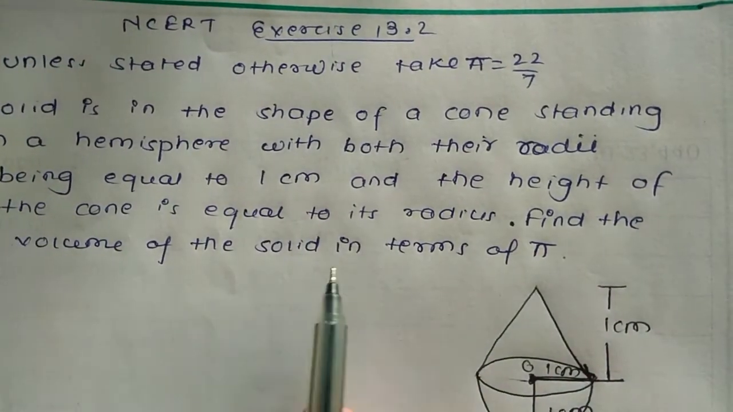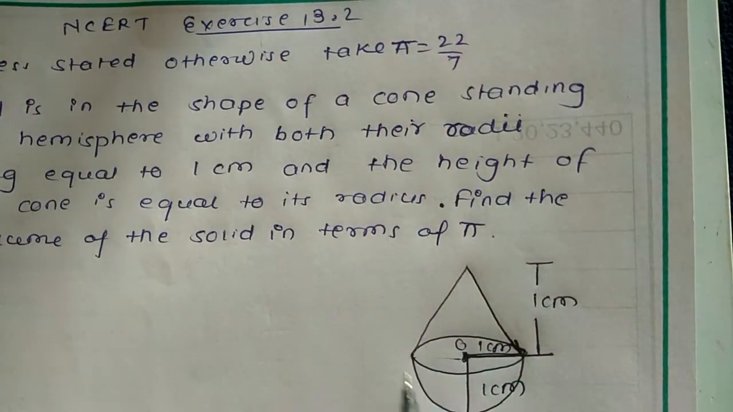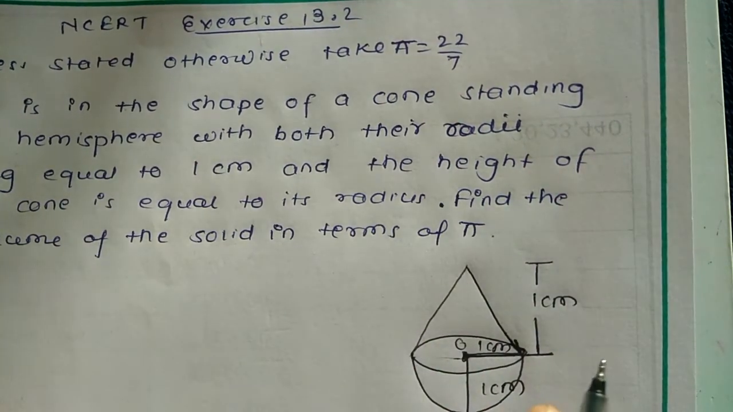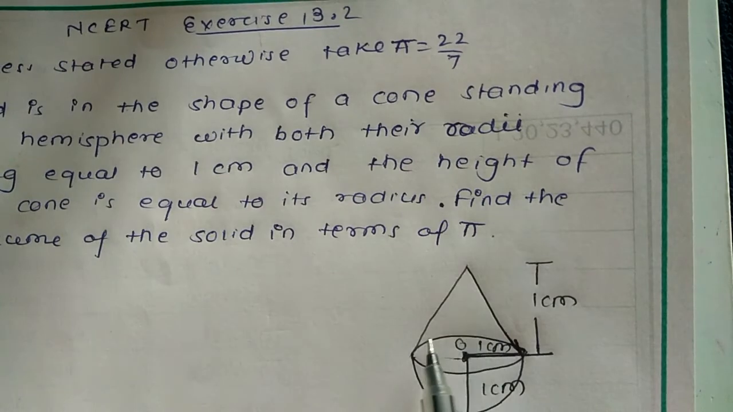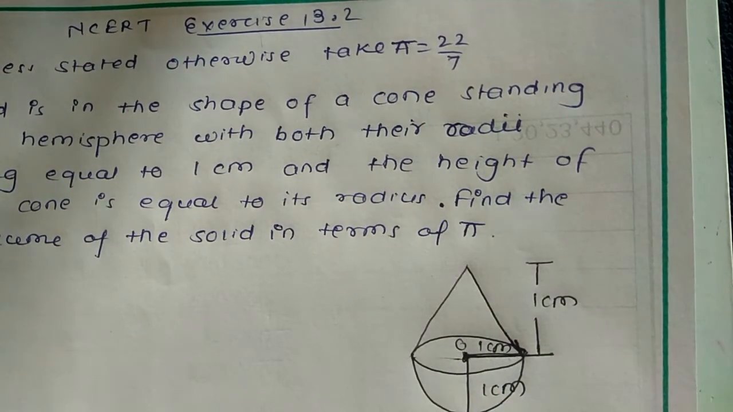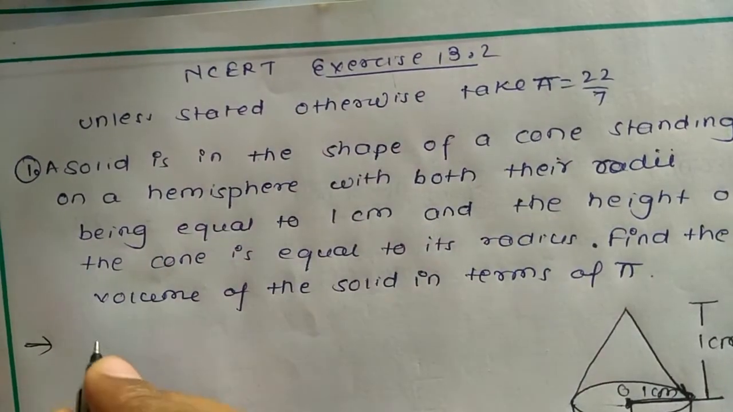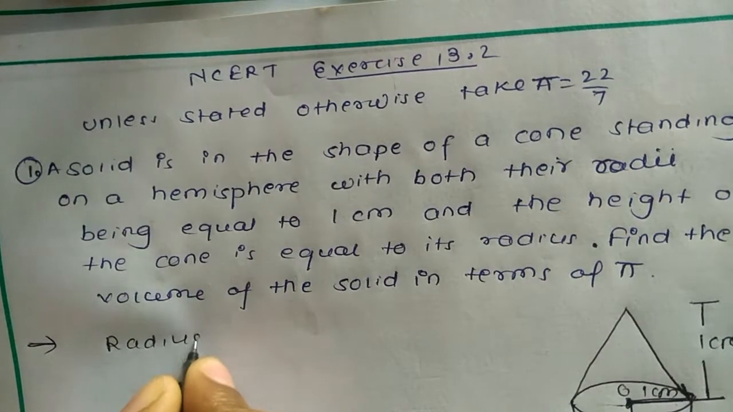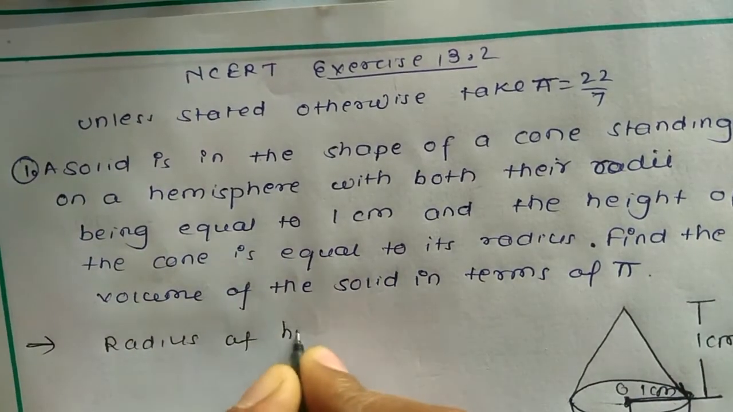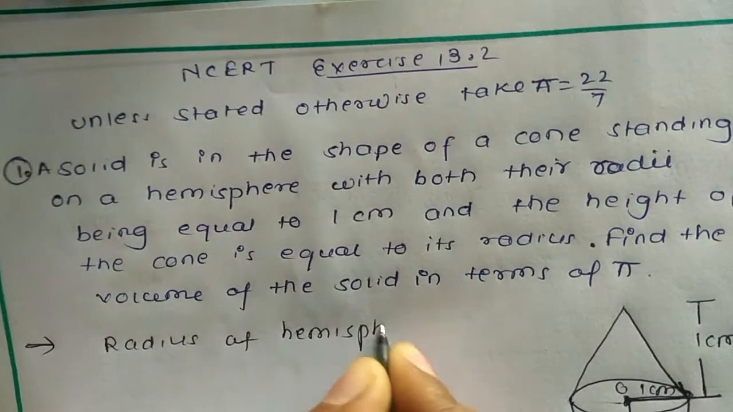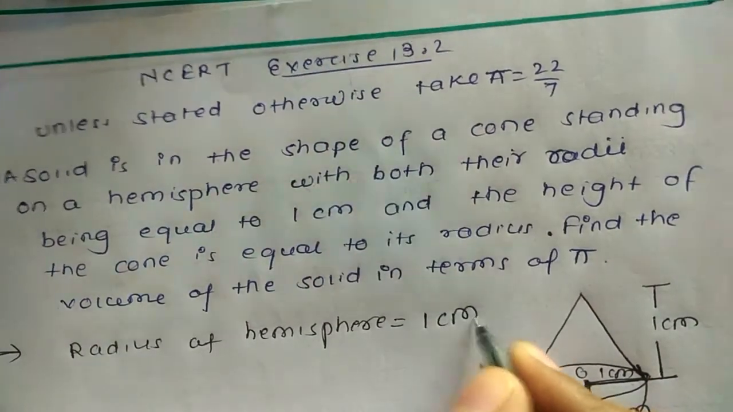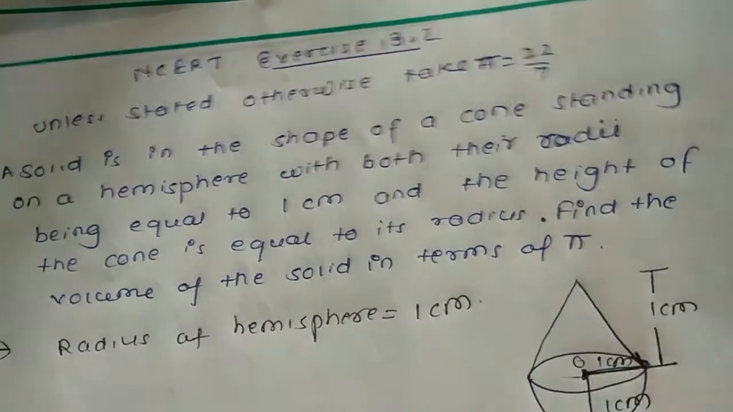Find the volume of the solid in terms of pi. So this is the final solid, and we have to find its volume. What we need to do is find the volume of the cone and the volume of the hemisphere, and then add them. First of all, we'll write down the given things. Radius of hemisphere equals 1 centimeter. So first we'll find the volume of the hemisphere.